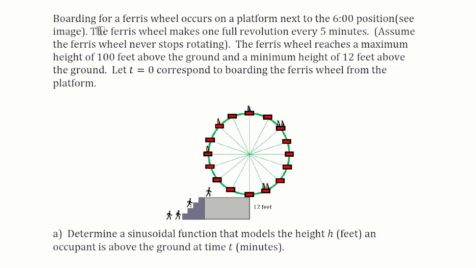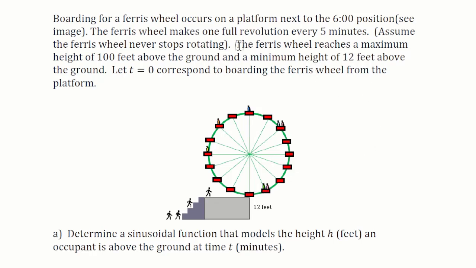Now, the next information: the Ferris wheel makes one full revolution every 5 minutes. One full revolution means that once a rider boards the cart right here, it's going to make one complete rotation and come back to that same point every 5 minutes. Now let's assume that the Ferris wheel never stops rotating, meaning they won't stop to wait for the rider to hop in. It just runs continuously, and riders just need to be as fast as possible to hop onto each of the carts right here.